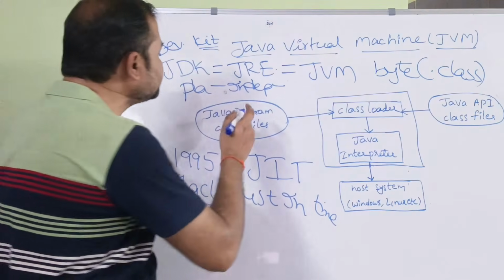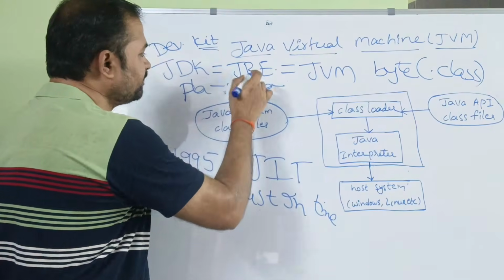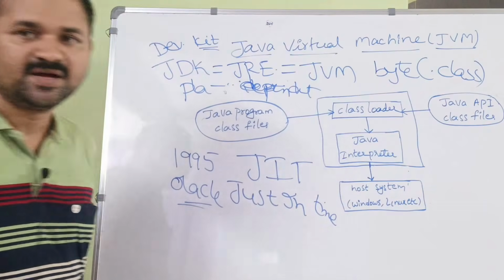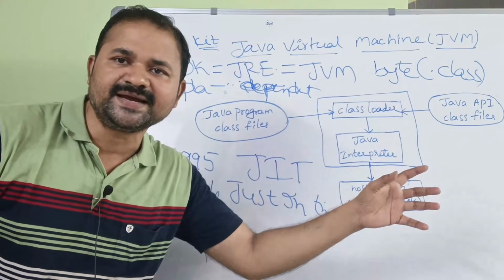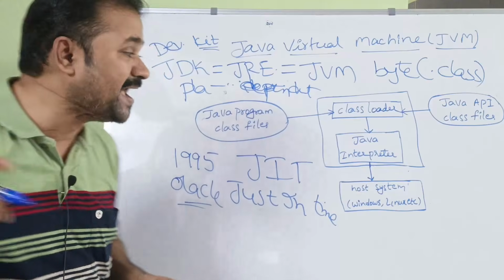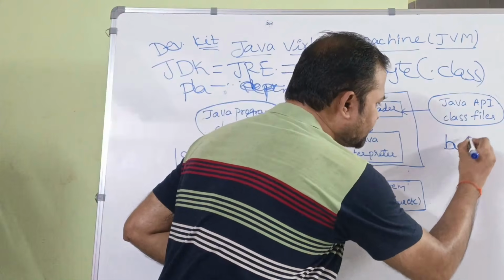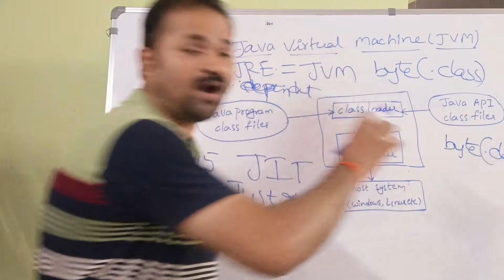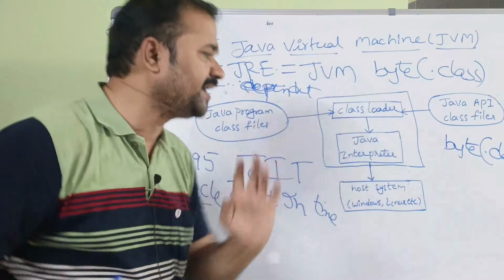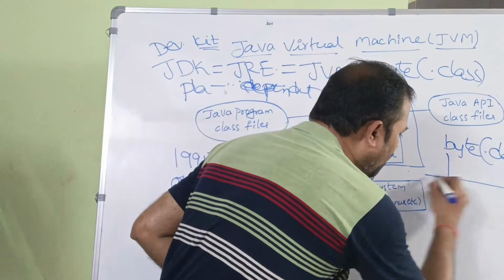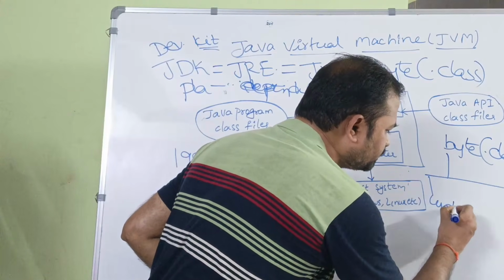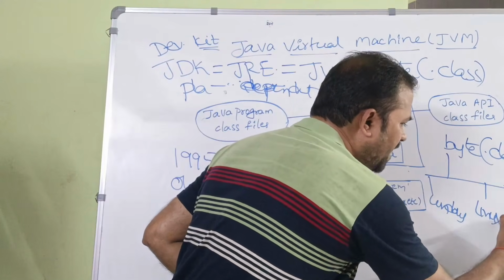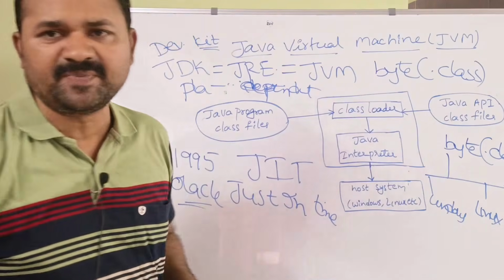Whereas JVM is platform dependent. Why? Because we know that the compiler will produce the bytecode. Bytecode means the file with the .class extension. Here the same bytecode can be executed on Windows operating system or Linux operating system or Mac operating system, Apple Mac operating system.